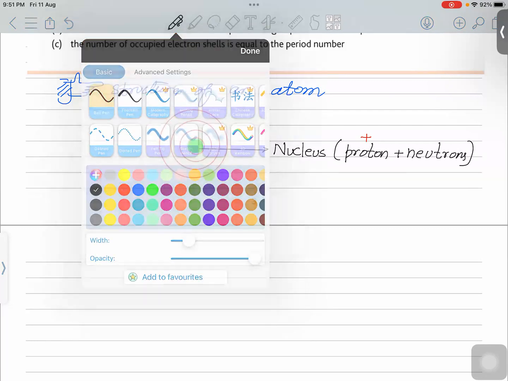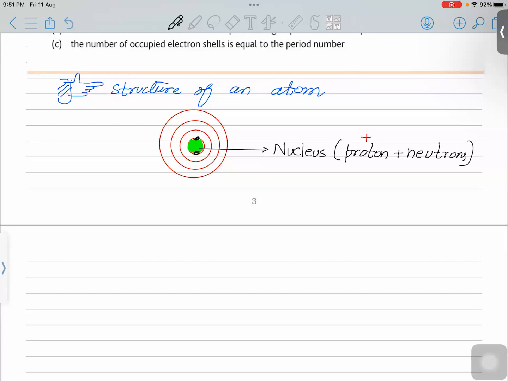Around the nucleus, we have electrons. These are electrons. This is the outermost electron, so it is called valence electron, while others are inner electrons. Are you getting my point or not? Yes, sir. Electron carries negative charge.